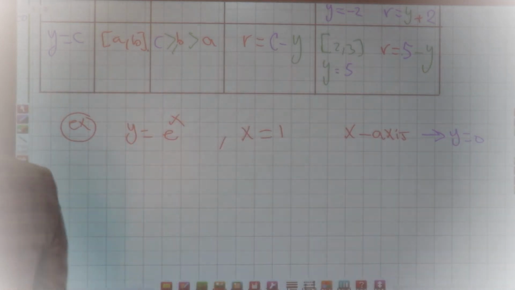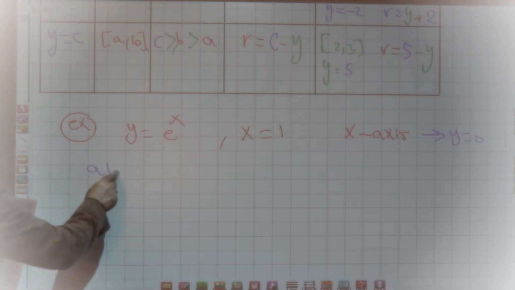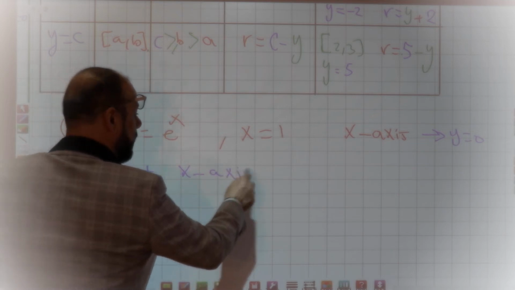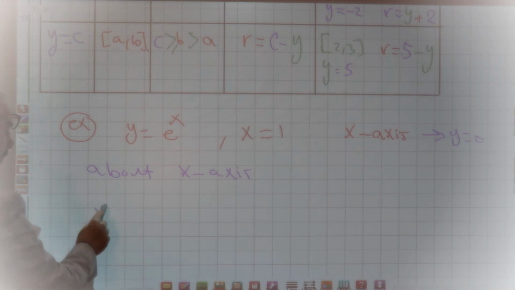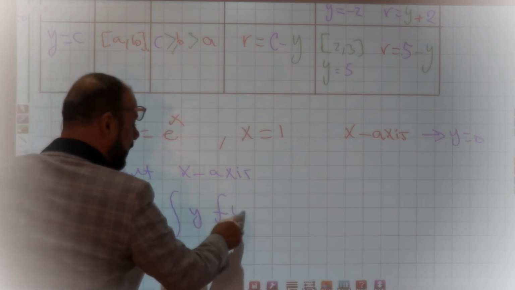We revolve it about the x-axis. Then, about the x-axis, the rule of the volume is 2 pi y f of y dy.